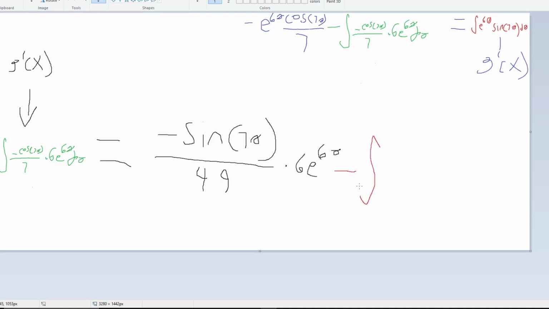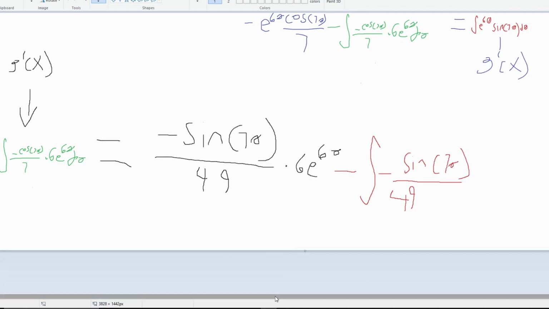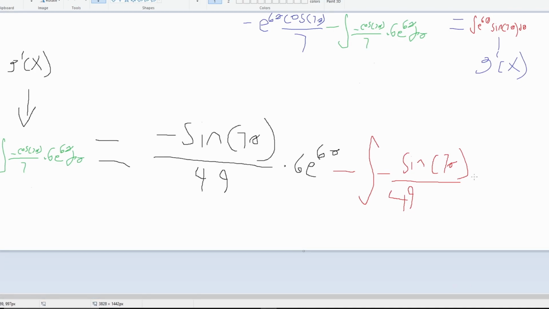This isn't so bad. F prime of x, g of x. Again, we have our g of x here. So we're just doing this. That's not so bad. We're just doing this. Negative sine 7 theta over 49. And by the way, I ran out of space again. Oh, I could just do that. Okay, it's much more simple.